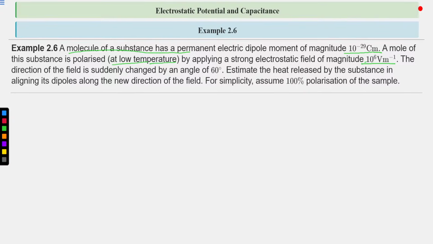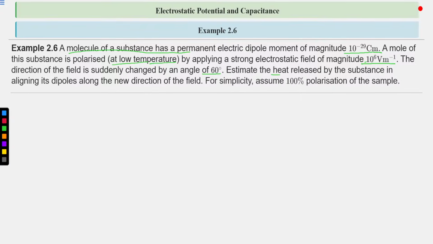By applying a strong electrostatic field of magnitude 10 raised to power 6 volt per meter, the direction of the field is suddenly changed by an angle of 60 degrees. Now suppose initially the direction of the electric field is horizontal and all the dipoles are aligned in the direction of the electrostatic field. So the angle between the dipole moment of all the molecules and the electric field is 0 initially. Then we change the electric field suddenly by an angle of 60 degrees.